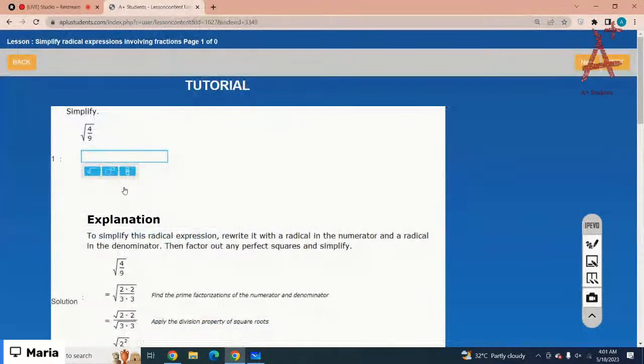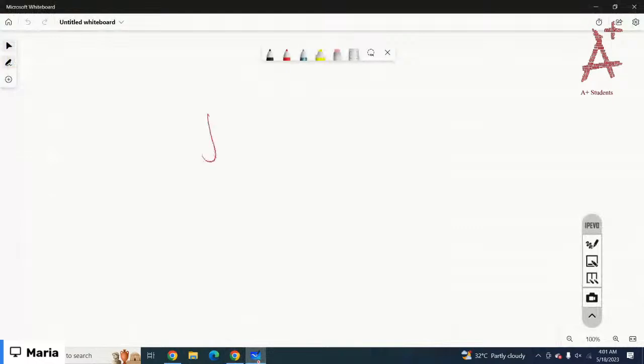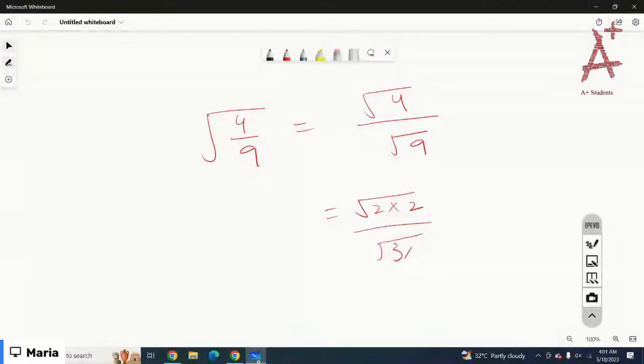Okay, the first one is square root of 4 over 9. That means the radical is on both the numerator and the denominator. You can write them as square root 4 and square root 9. Factor out 4, it would be 2 times 2, and you do the same thing with the denominator. It would be 2 squared and 3 squared. So 2 and the square root cancel out each other, and you are left with 2 over 3. Got it?